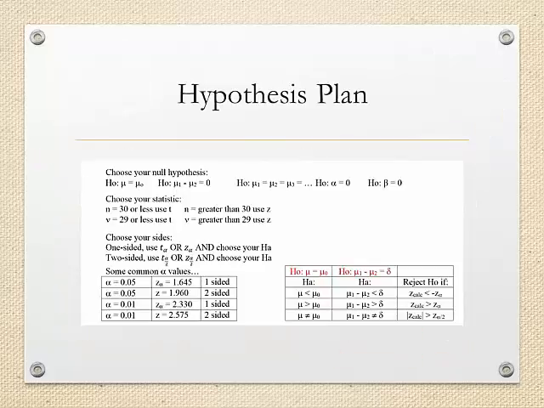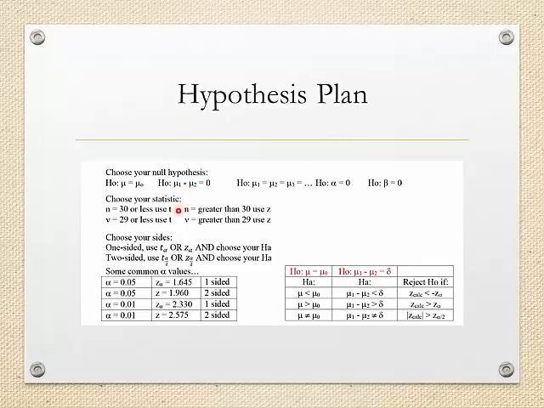So now that we have completed our analysis of the two mean hypothesis test, let's go back to our hypothesis plan and review what kind of decisions we're going to need to make during the hypothesis process. The first thing we need to do is choose our null hypothesis. At this point, we've worked with the one mean hypothesis test and the two mean hypothesis test. The next thing we need to do is choose our statistic.